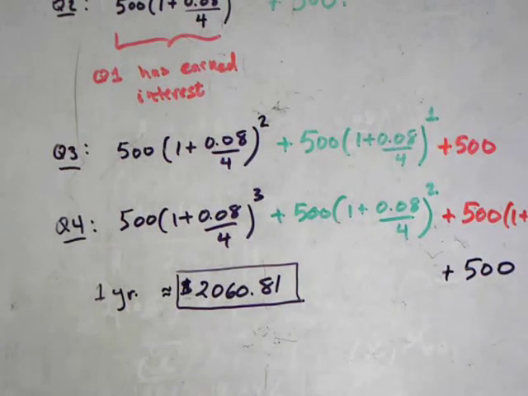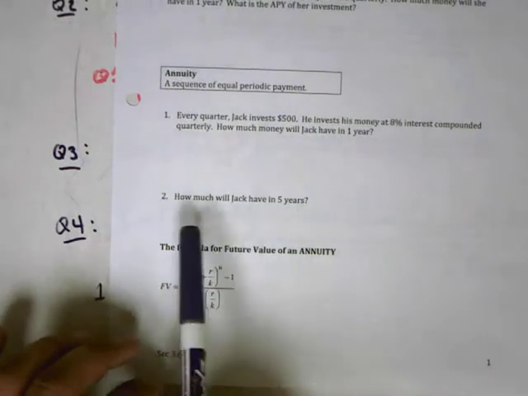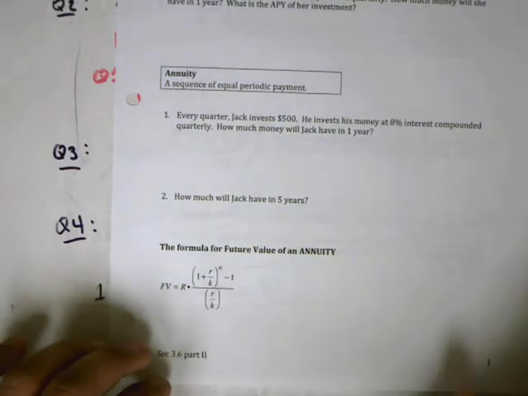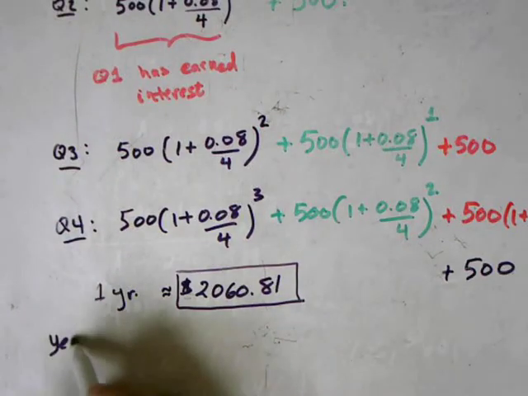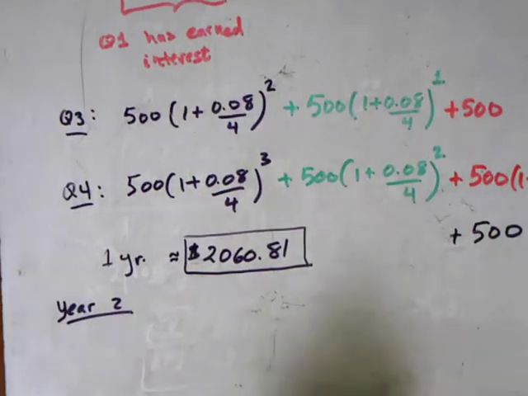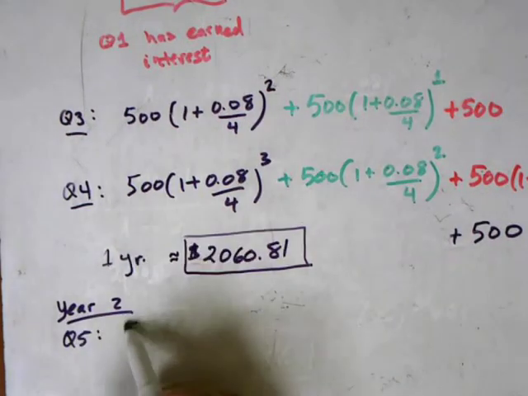Okay, but you can see how this problem gets really complicated. Let me show you the second question here, which says, how much will Jack have in 5 years? Well, if we continue, this is year 1. Let's continue on to year 2, just so you can see. In year 2, we'll call this quarter 5 now. Well, he's got the original amount, 500.